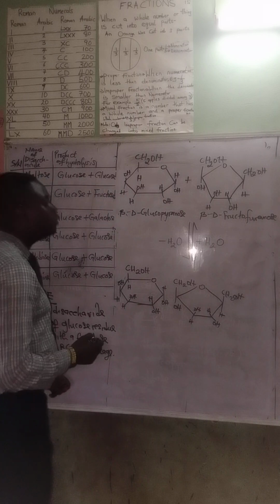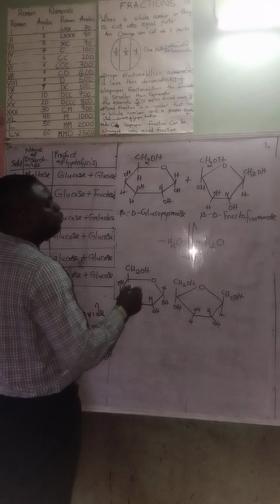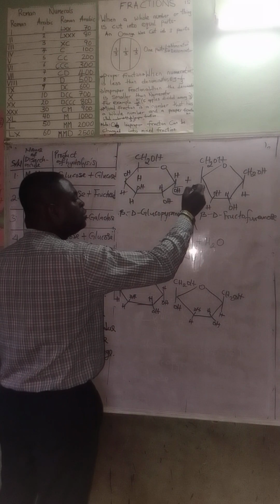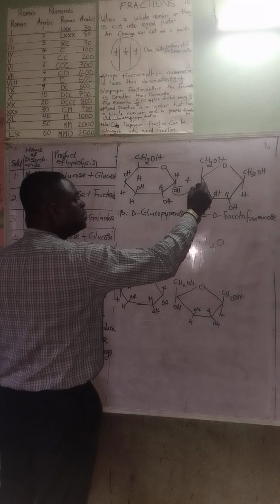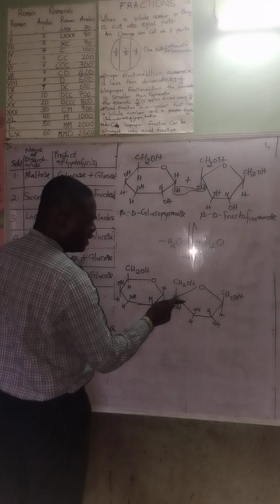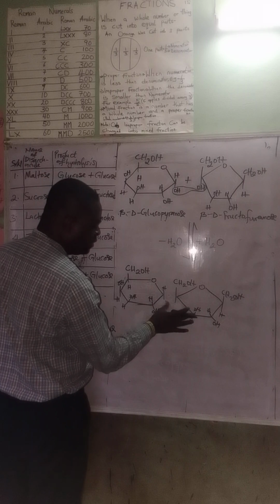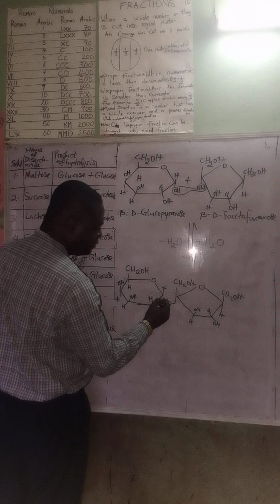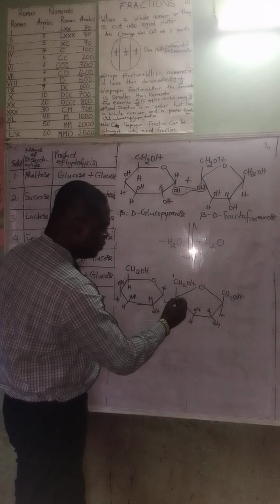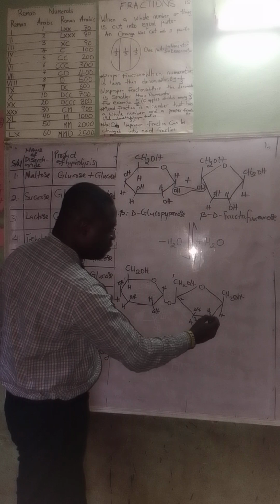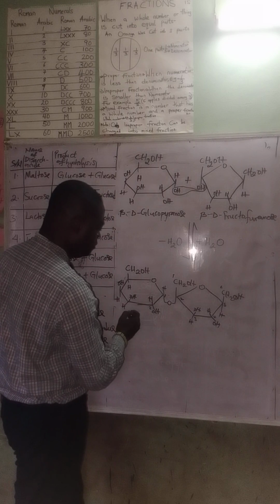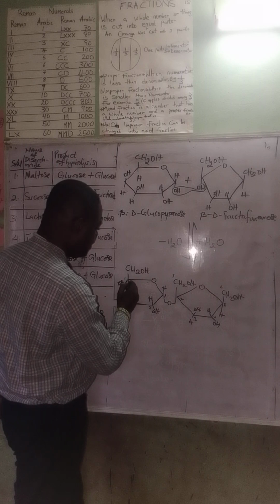Now, condensation wants to happen again. What are we going to do? We want to eliminate a water molecule. This OH will go with this hydrogen, and this oxygen will now come to the center. So you have oxygen here. Now this is carbon number 1, 2, 3, 4, 5, and 6, and this one is carbon number 1, 2, 3, 4, 5, and 6.